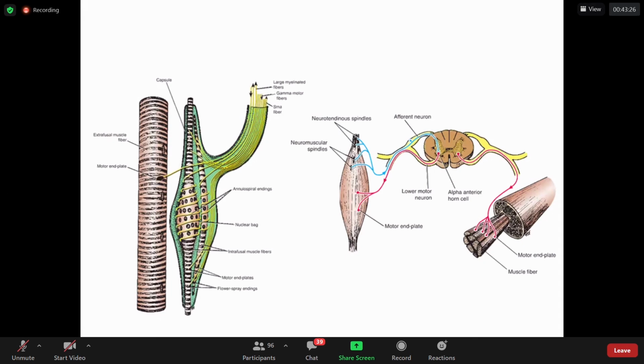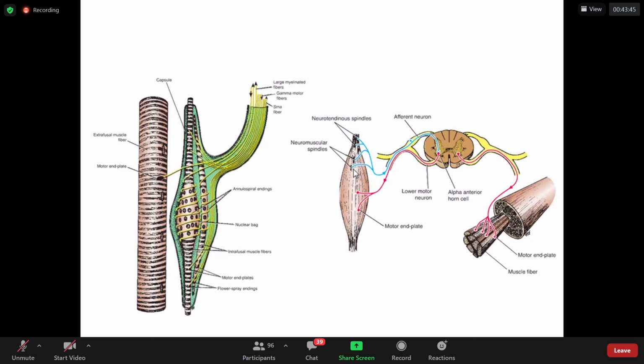Involuntary movement. Involuntary movement of muscles by an asynchronous discharge. Very good. Involuntary contraction or movement of the skeletal muscle is called reflex in short. So what are the components of the reflex?